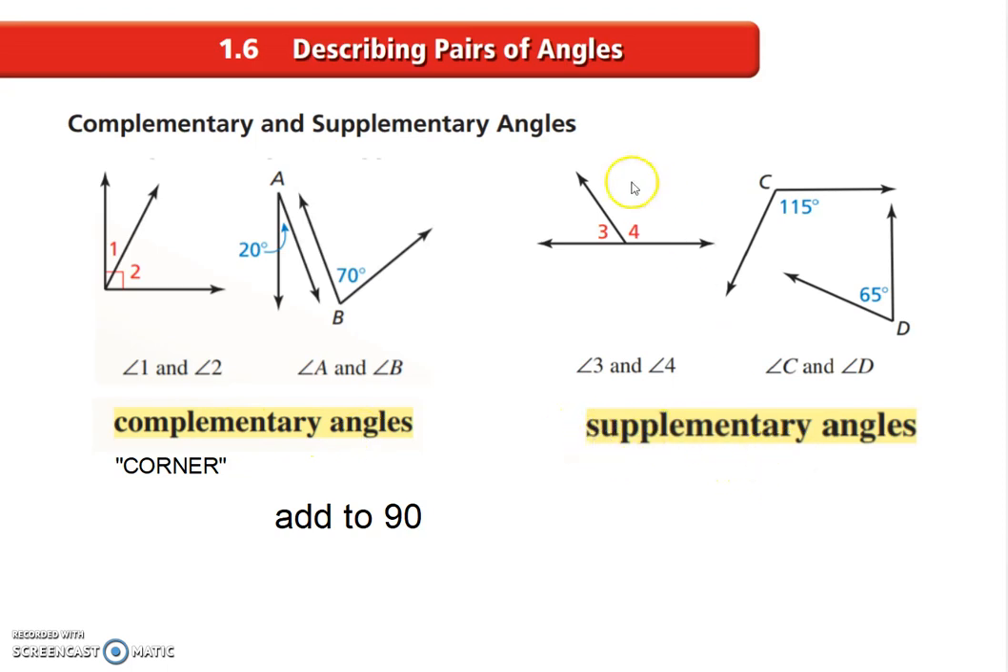Supplementary, I think of straight. Supplementary angles add up to 180. 180 would be a straight line. Again, they don't have to be adjacent. They could be two different angles as long as they add up to 180. So supplementary is the straight one. Complementary is the corner.